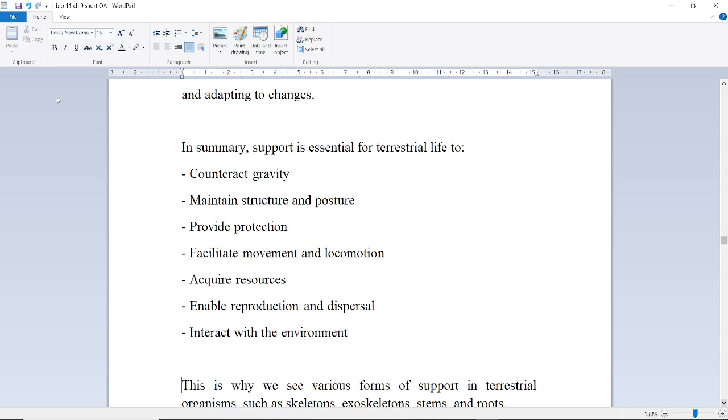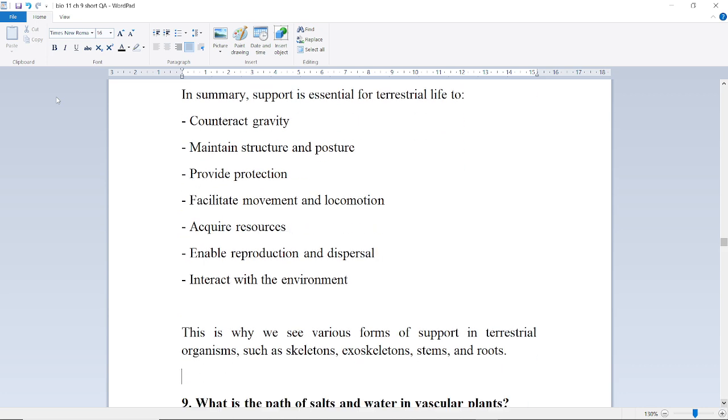In summary, support is essential for terrestrial life to counteract gravity, maintain structure and posture, provide protection, facilitate movement and locomotion, acquire resources, and interact with the environment. This is why we see various forms of support in terrestrial organisms such as skeleton, exoskeleton, stem and root.